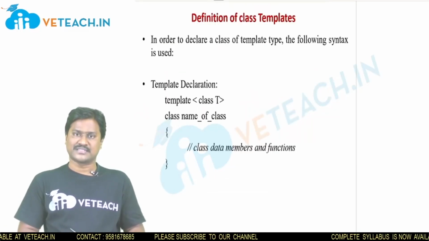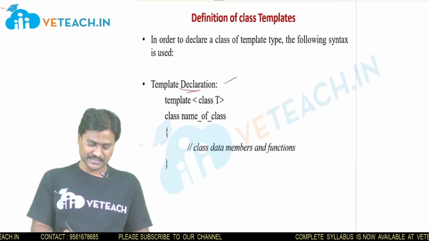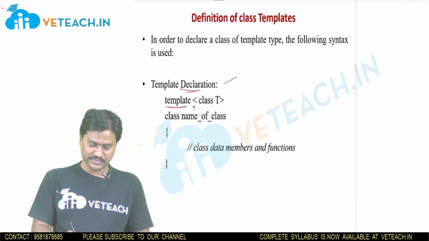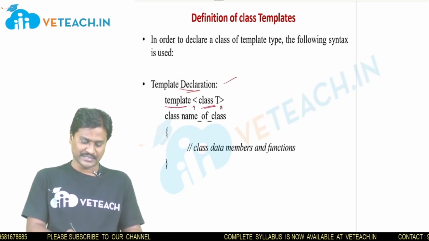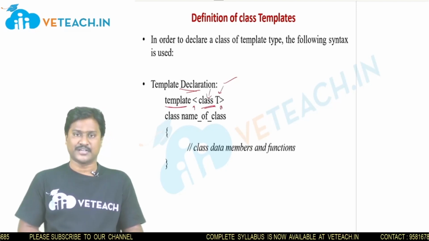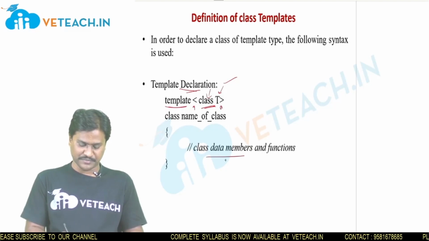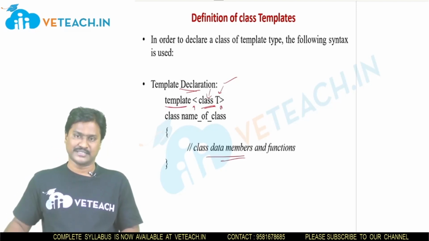Okay, coming to the class template. The template declaration syntax is: template is a keyword followed by angular brackets, and between the angular brackets, class is a keyword followed by the type name, the template type T. And you can use this T for defining your class members without defining the data type.